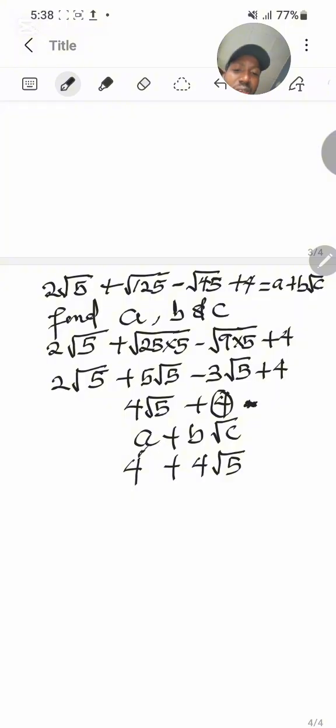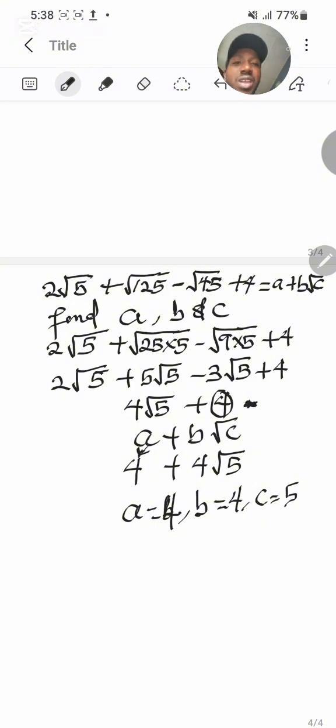So if you now compare this, you see that a is equal to 4. Your b, that's what is beside the root sign, is equal to 4 as well. And your c, that is what is inside the root, is equal to 5. So very easy. So that's it about simplification of basic forms of surds.